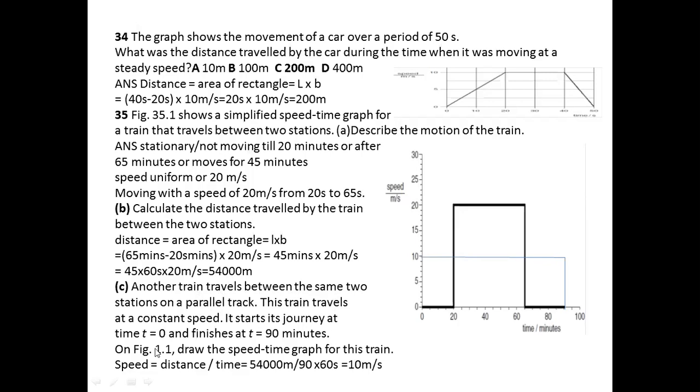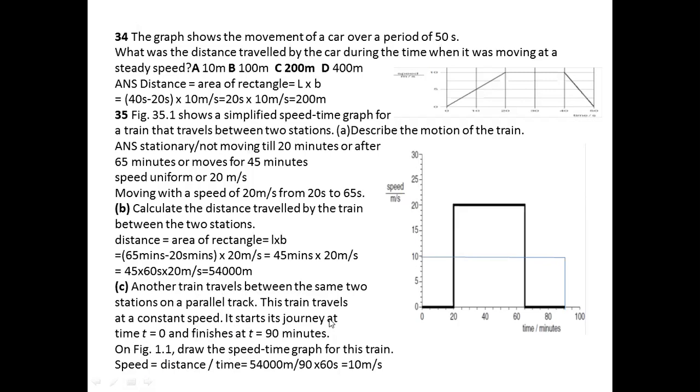It starts the journey at time t equal to 0 and finishes at t equal to 90 minutes. On the figure, draw the speed-time graph for this train. So we need to calculate the value of that constant speed, using the formula: speed is equal to distance divided by time.